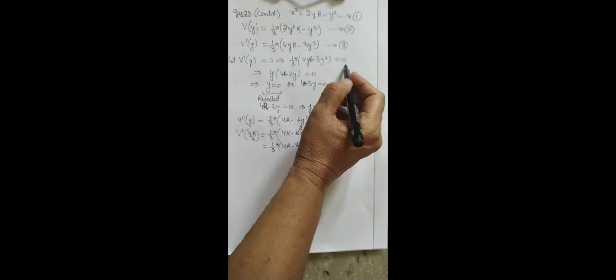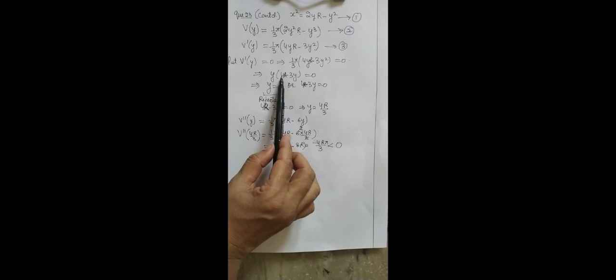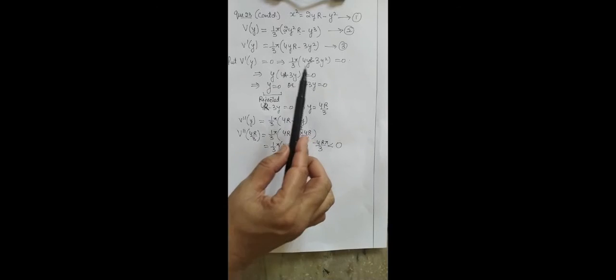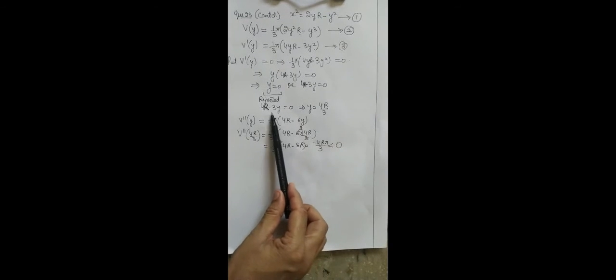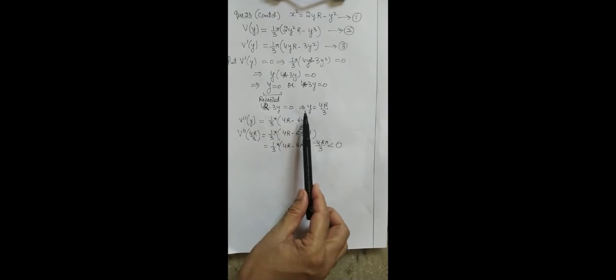No, there is no need of writing pi because pi upon 3 will be shifted here and it will be converted to 0. So taking just y as common, the second factor will be 4r minus 3y equal to 0, which gives me either y is 0 or 4r minus 3y is 0. Now I will reject the value y is equal to 0 because if y is 0 then the height of the cone will be 0, which is not possible. So I will take only the second value, which gives me that 4r minus 3y is 0, which means y is equal to 4r upon 3.